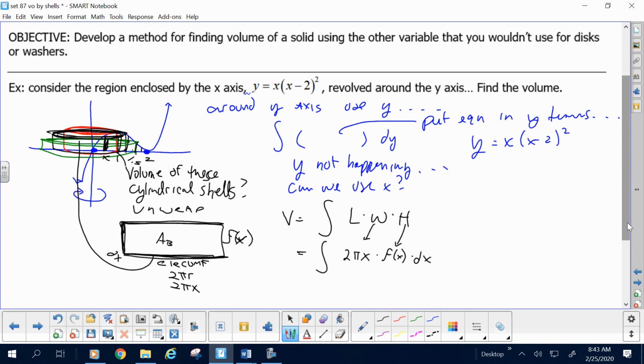Bounds, where are they? 0 to 2. So when you do these, it's not the revolved bounds, it's just the original region's bounds. It's 0 to 2, right? Not negative 2 to 2, right? Yes, you're supposed to say yes there. It's 0 to 2. All right, try that in your calculator then.